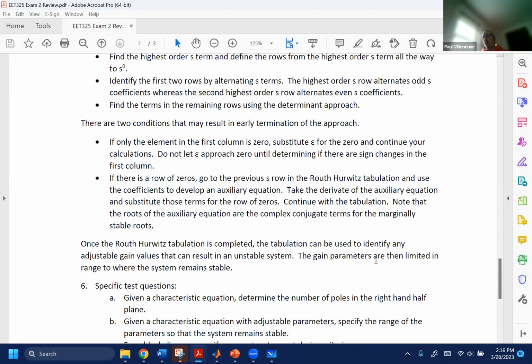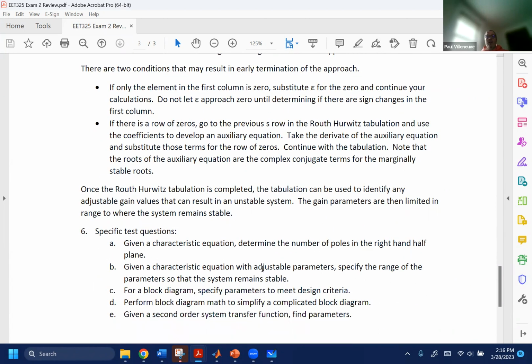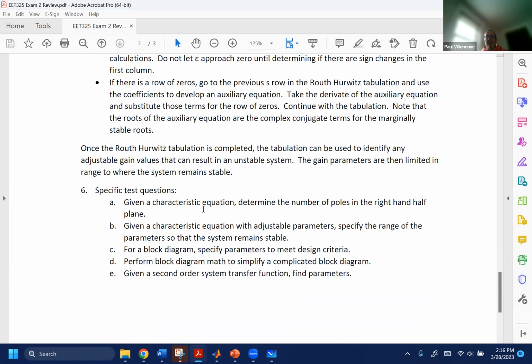And that's pretty much all the new material that we covered for this exam. So here are some specific test questions. If I give you a characteristic equation, determine the number of poles in the right-hand half plane. If I give you a characteristic equation with adjustable parameters, specify the range of the parameters so the system is stable. So for the first two, A and B, you should start thinking about maybe doing Routh-Hurwitz. For part C, if I give you a block diagram, specify parameters to meet design criteria.